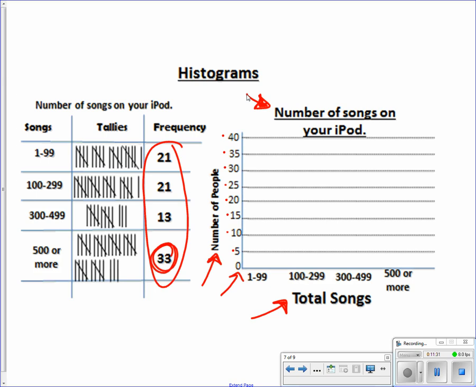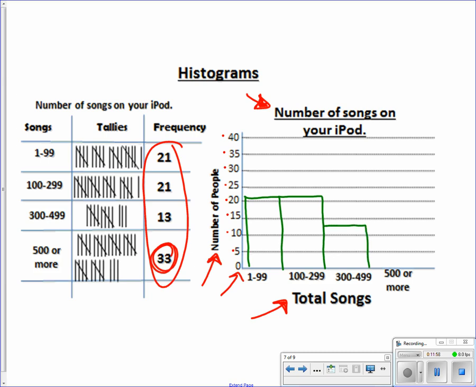Between 1 and 99, I had 21. So I'm going to make my bar up here, and that's where my 1 and 99 is. Then between 100 and 299, I also had 21. So that's going to be another bar that's about the same height. To the best of my ability, I'm making them the same thickness. I'm hand drawing them, so you've got to deal with that. Then for 13, that's going to be between 10 and 15 here. So I'm going to make it up there and there.